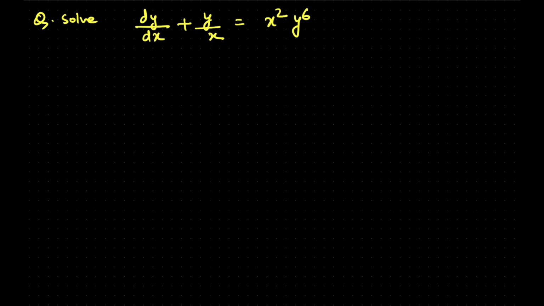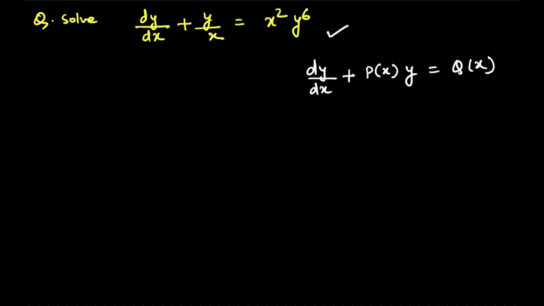So let's solve this problem. You don't have to take any load, just sit back and watch this problem. Take it as an illustration. Here you can see this extra y to the power of 6 in the Q(x) term. So we want to convert this into the standard form, that is dy/dx plus P(x) into y is equal to Q(x).